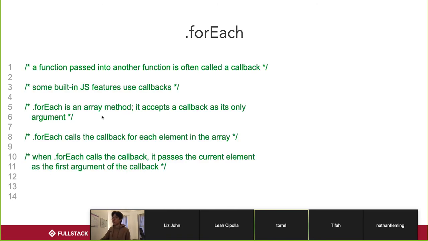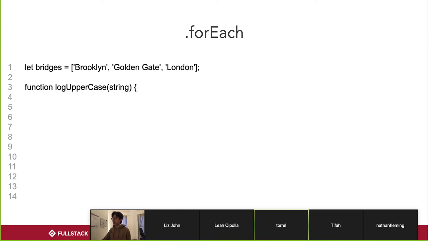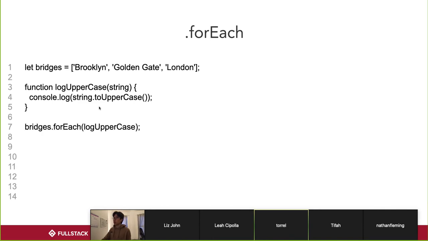So we kind of went over map, and forEach is very similar. When we pass in forEach the callback function, it'll go through each element in the array, and it'll call that function that you pass in, passing the element as its argument.